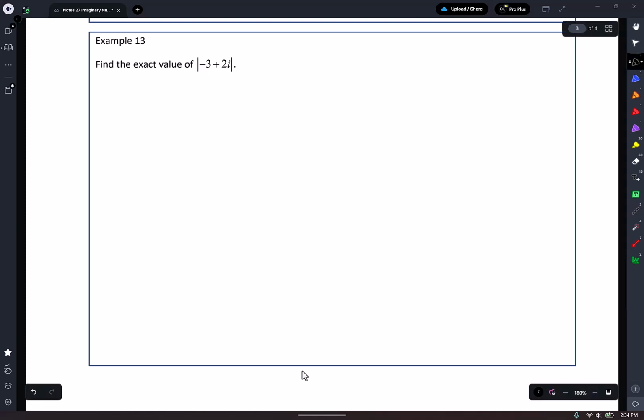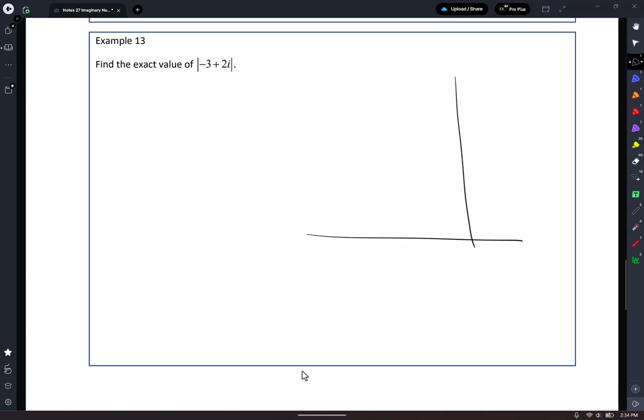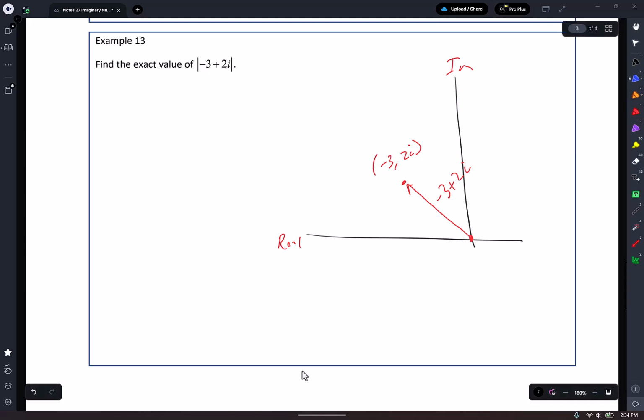Here's my grid. -3 plus 2i. So I'm going to exaggerate quadrant 2. This is a real axis. Here's my imaginary. -3 plus 2i, point -3 comma 2i. Or if they write it in vector form, they can write it from the origin to that point, -3 plus 2i. Here is the x and y. This is -3. This is my 2i.